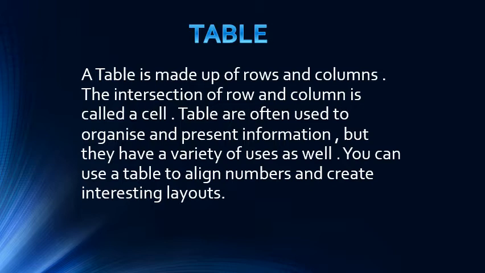Earlier we have seen the definition of table. A table is made up of rows and columns. The intersection of rows and columns is called a cell. Tables are often used to organize and present information, but they have a variety of uses as well. You can use a table to align numbers and create interesting layouts.